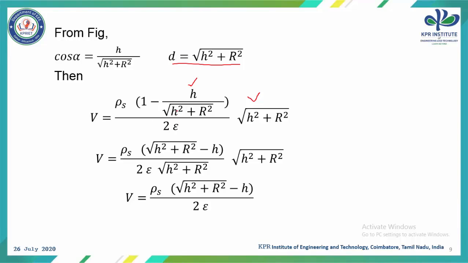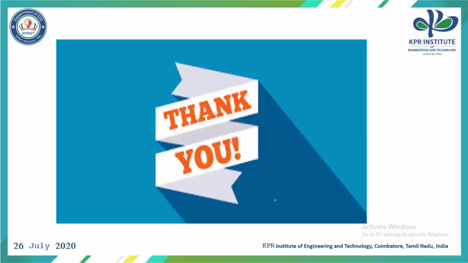Now you take the LCM here. So this term is going to go to the numerator, and this term comes to the denominator. Now this one and this one are going to get cancelled. Therefore, V equal to rho S into square root of h squared plus r squared minus h divided by 2 epsilon. This is the electric potential of a circular disc.